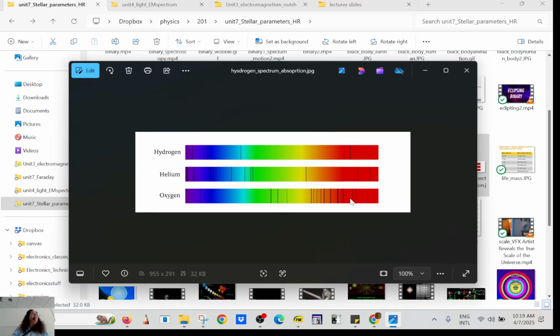If a star has mostly hydrogen, 75%, and then helium, maybe 25%, and some other elements, then you combine all the QR codes. So thanks to this tool, they were able to know what's inside the star.